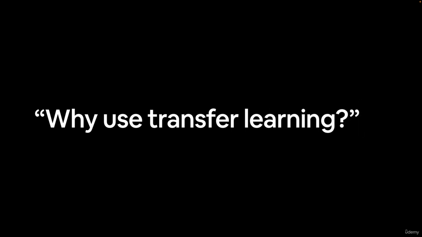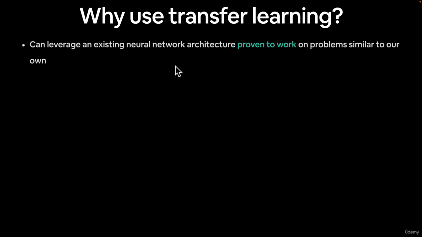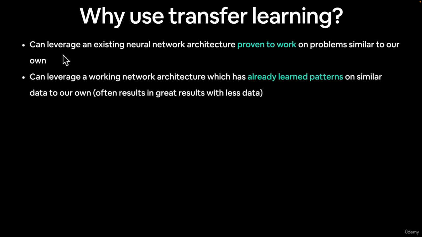So let's keep going forward. Now, I've kind of hinted at this question already. Why use transfer learning? Well, let's start with a couple of dot points. You might have gathered this. We can leverage an existing neural network architecture proven to work. So when we built TinyVGG, we were crafting a neural network architecture layer by layer. So the benefit of using transfer learning is that typically some smart researchers have already crafted neural network architectures proven to work on problems similar to our own. So that is one of the main key benefits of transfer learning.